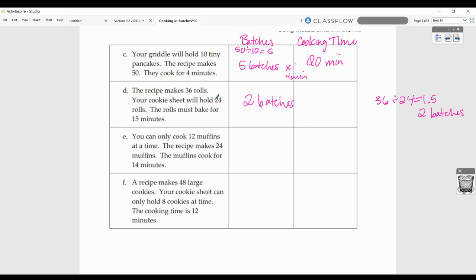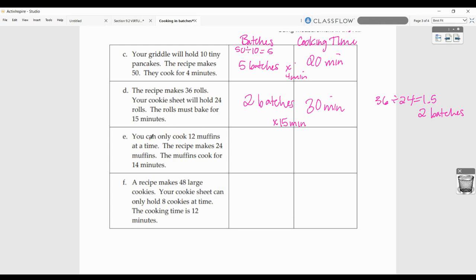First batch is going to have 24 little cookies or rolls, whatever it is. And then the second one is going to have 12. All right. So let's do 2 batches, and we're going to multiply that by 15 minutes. So it's going to take us a total of 30 minutes to make these rolls.